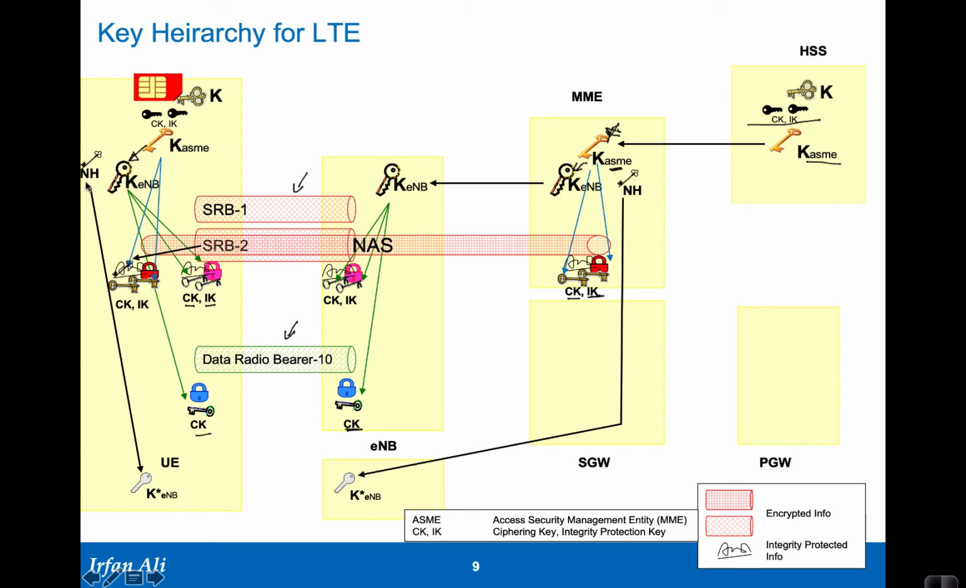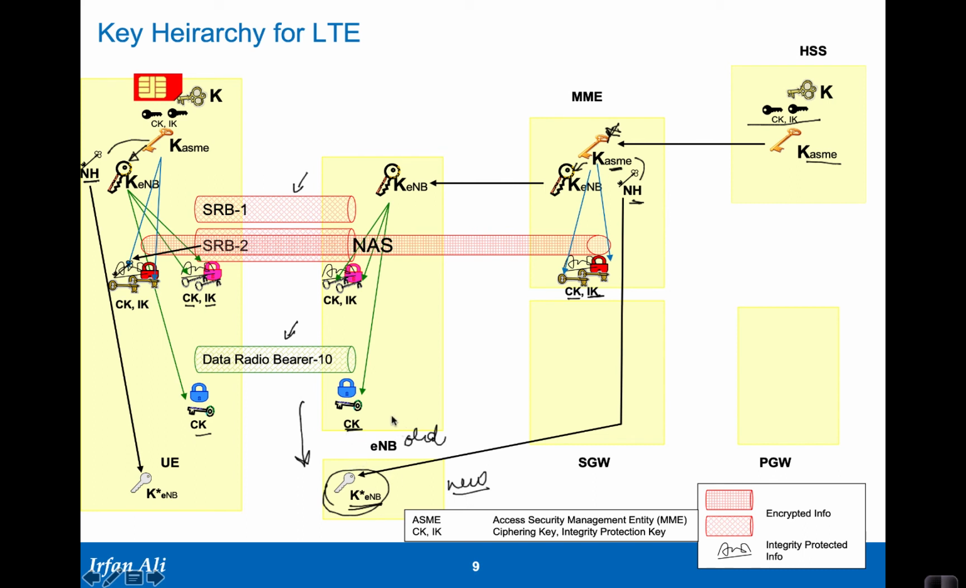There is another key which is called the next hop key, which is again derived from the KASME, both on the network side and on the UE. And this next hop key is used for creating a new key when the mobile hands over from an old eNodeB to a new eNodeB. So every time the mobile changes a base station, the key gets changed, and it is changed in such a way that the old eNodeB cannot derive the key that is being used in the new eNodeB.